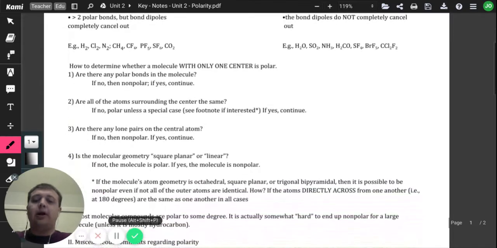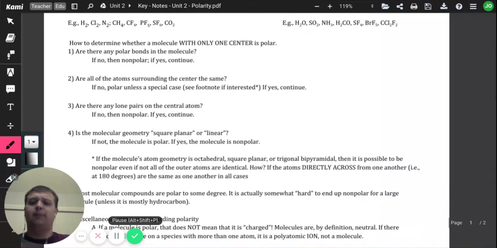Now, this does help walk you through. It's kind of like a flow chart for helping you recognize if something's polar. So let's go over it real quick. The first question you can ask is, are there any polar bonds in the molecule? If you say no, it's nonpolar. If it's yes, you continue on. So let's say yes.